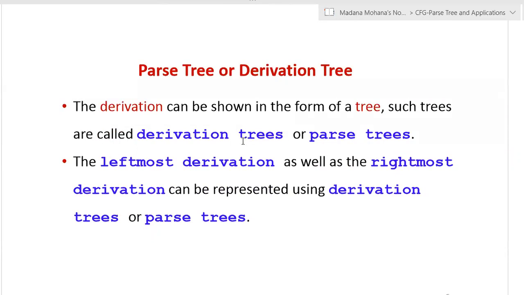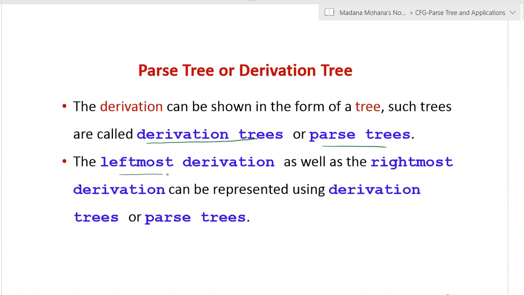The derivation can be shown in the form of a tree. Such trees are called derivation trees, also called parse trees. The derivations can be derived from a given context-free grammar. So the derivation can be shown in the form of a hierarchical representation, that is a tree. Such trees are called derivation tree or parse tree.